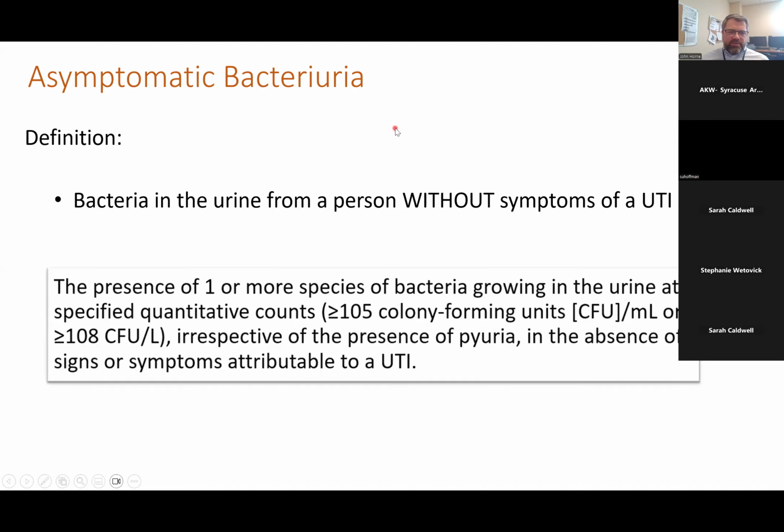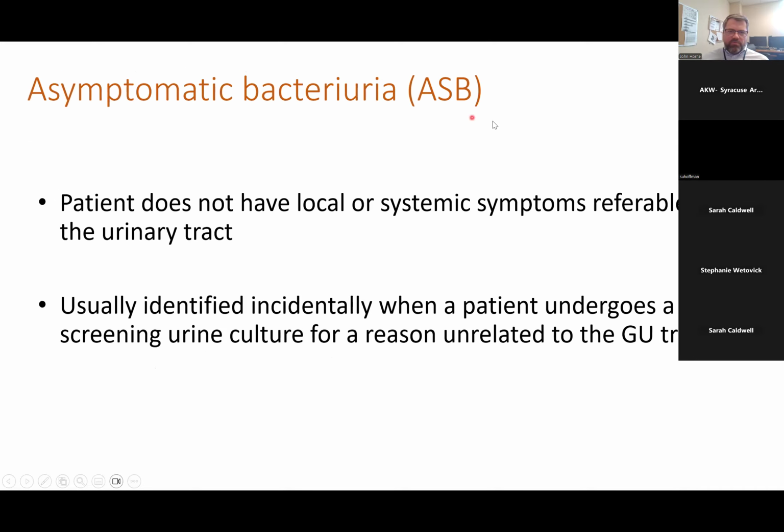And bacteria in the urine. So the presence is defined as the presence of one or more species of bacteria growing in the urine. And here are the colony counts and everything. So it's essentially just having bacteria in the urine. You can think of the bacteria in the urine as being their normal flora in the bladder, just the same as we have normal flora on our skin, normal flora in our gut. So before we treat for a urinary tract infection, we have to differentiate it from asymptomatic bacteriuria. So is the bacteria that's found in their urine causing symptoms, or is it just part of their normal flora?